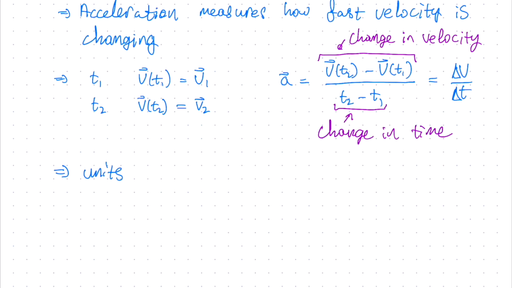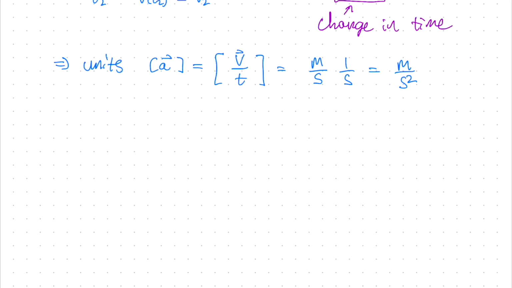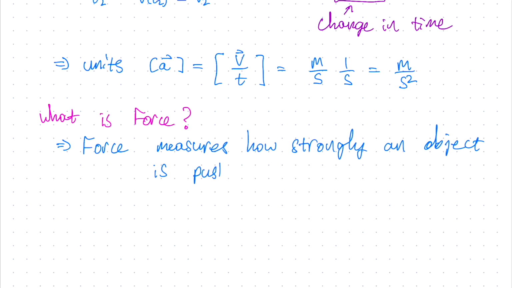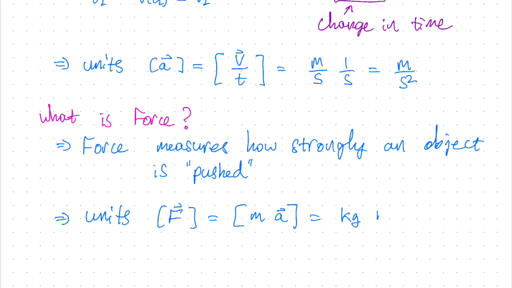Now what are the units of acceleration? Well, acceleration has units of velocity divided by time, or meters per second divided by seconds, which is equivalent to meters per second squared. Now we come to the second part. What is force? Force is a measure of how strongly an object is being pushed. What are the units of force? Well, force, according to Newton's second law, is mass times acceleration. Mass is measured in kilograms, and acceleration, as we just saw, is measured in meters per second squared, and therefore the units of force are kilogram meters per second squared. This unit is usually called newtons, and the abbreviation for newtons is a capital letter N.